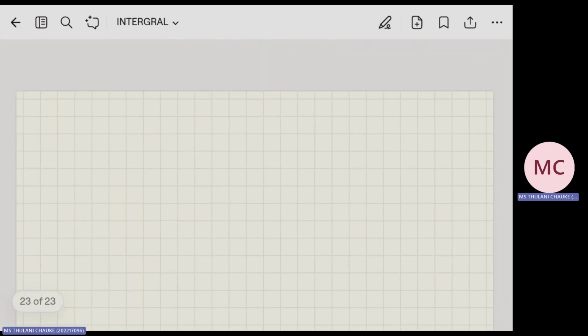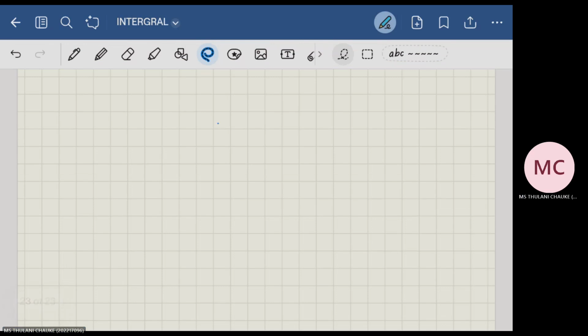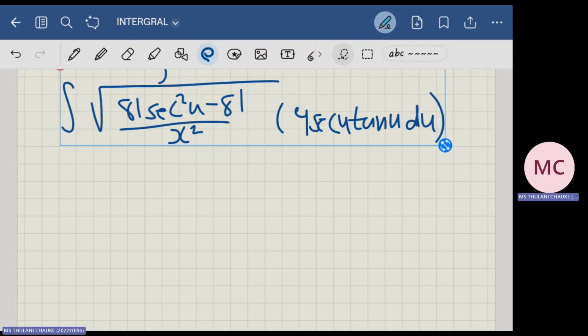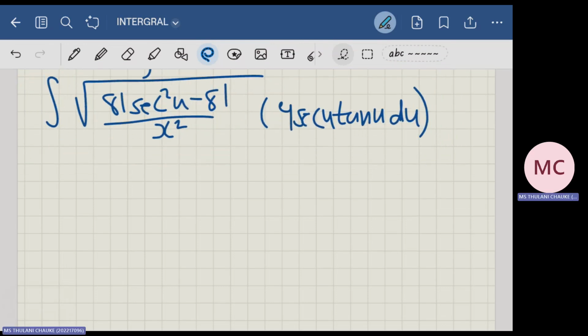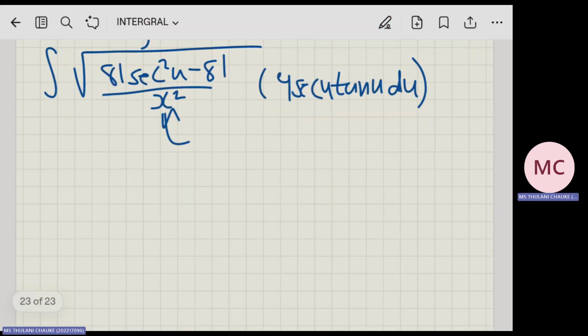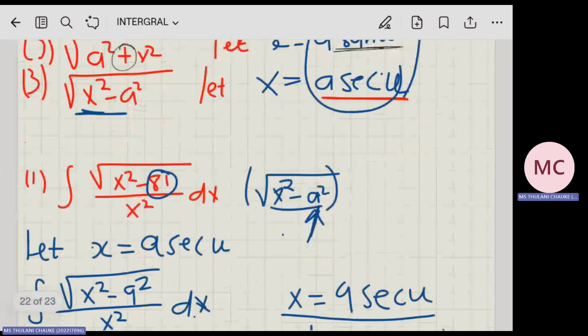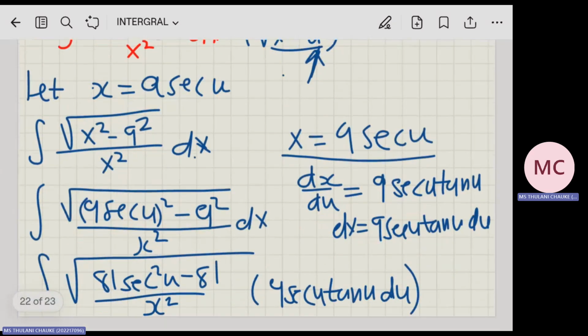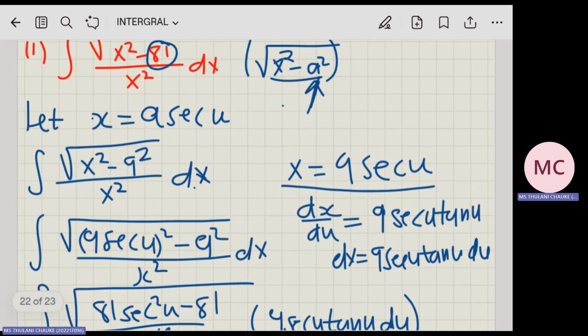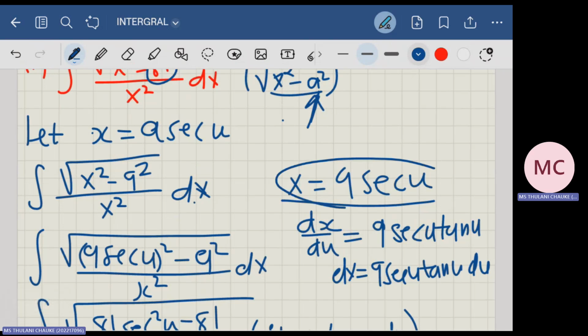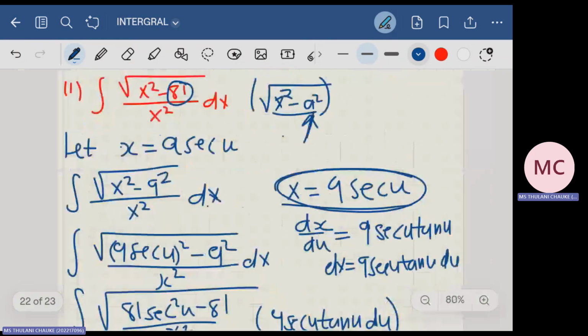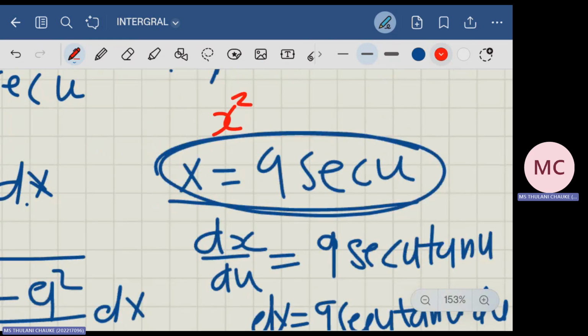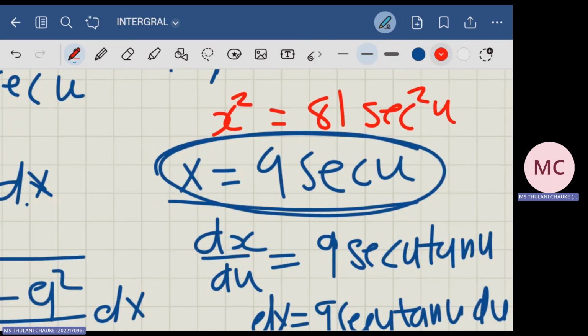Let's take this to the next page. On this step, we must also replace this x squared in terms of u. So how are we going to get x squared? We can just square both sides of this. If we're squaring both sides, x squared will be 81 sec squared u.